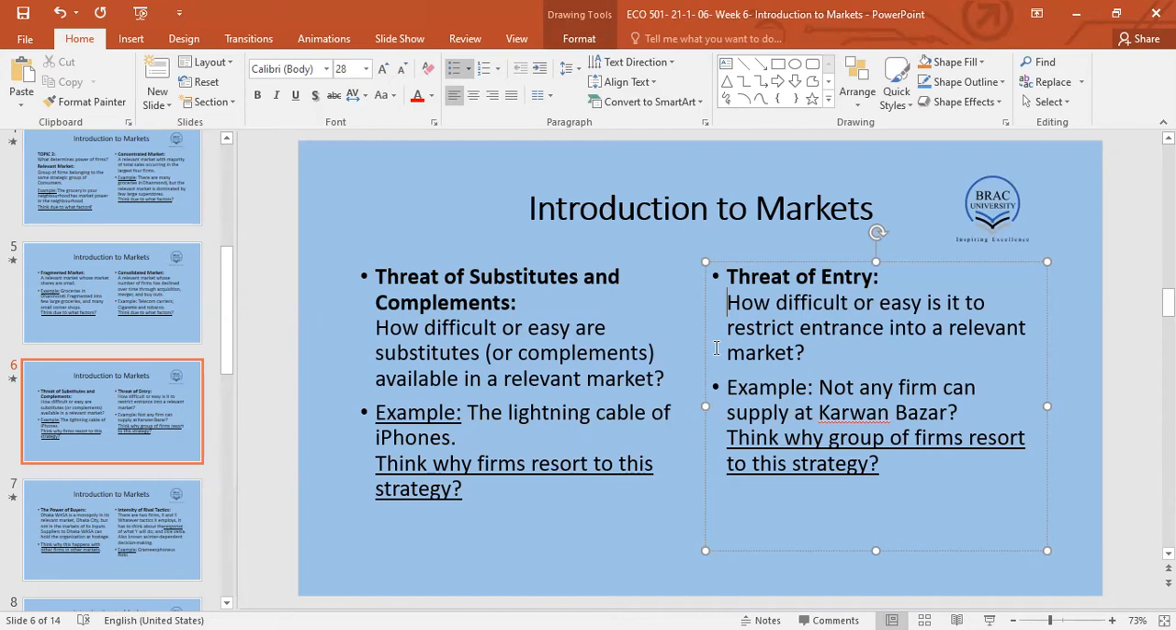Another thing, and this is a non-economic argument, is that we think about the syndicates. They all team up and say, okay, these people belong to us, only they can sell fish in Karan Bazaar. This is also possible. This type of market arrangement, where they try to restrict the number of firms, is widely observed in many places. So what we are going to look at is why some groups of firms resort to this type of strategy, and how they can successfully do it in the context of different industries.